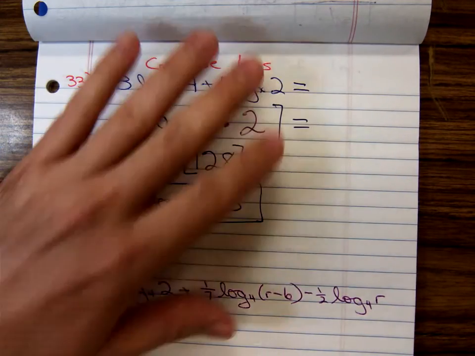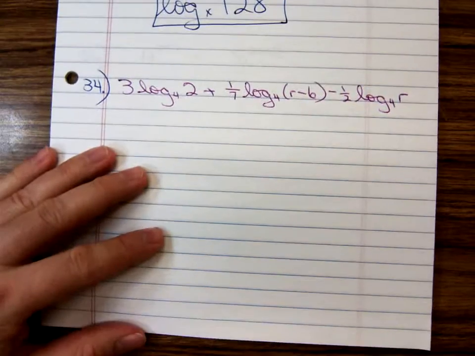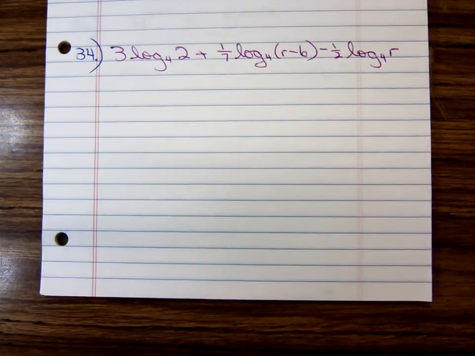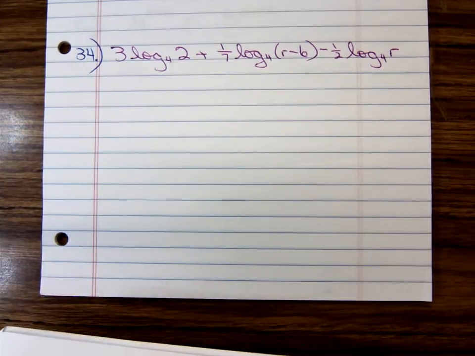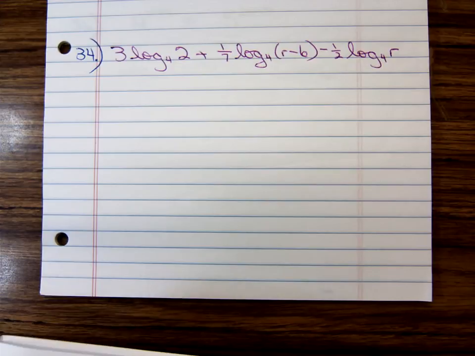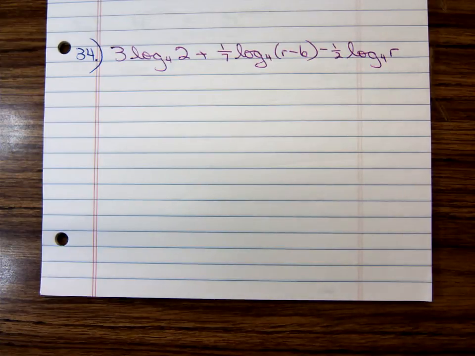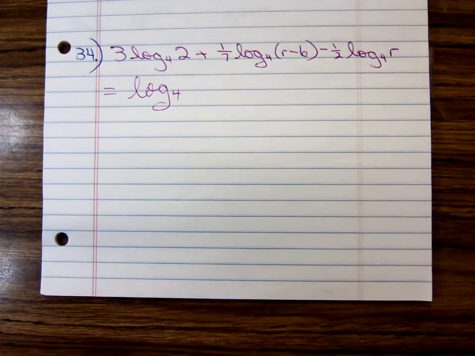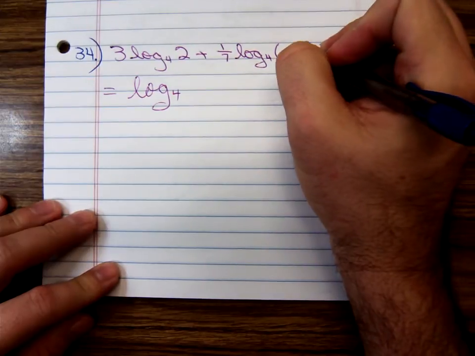Number 34. 34 looks messy, so let me make sure I didn't miscopy the problem. 3 log base 4 of 2 plus 1/7 log base 4 of r minus 6 minus 1/2 log base 4 of r. I'd write my log base 4 notation and then ask myself, do I need a fraction bar? Yes. Okay. It's because of the minus sign.